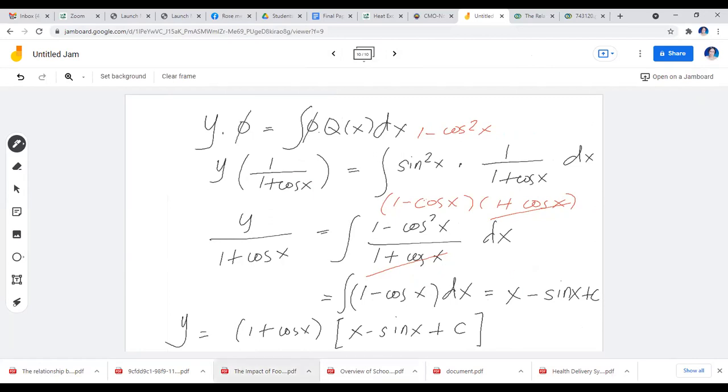You can follow through. Now, there's no question here, then I will share to you the second slide, which is about Bernoulli's equation.